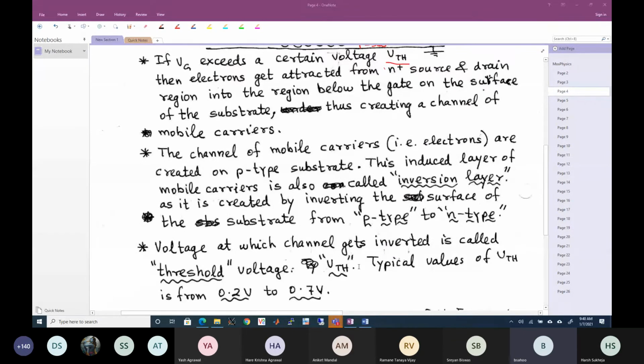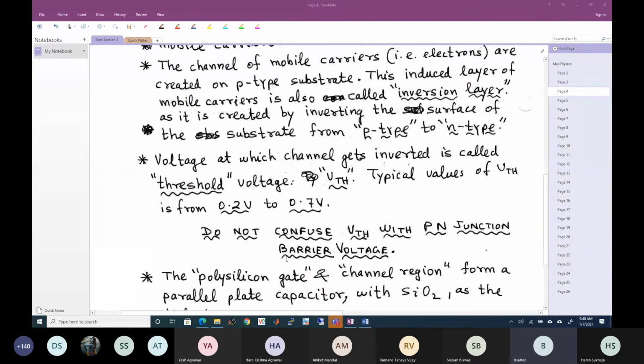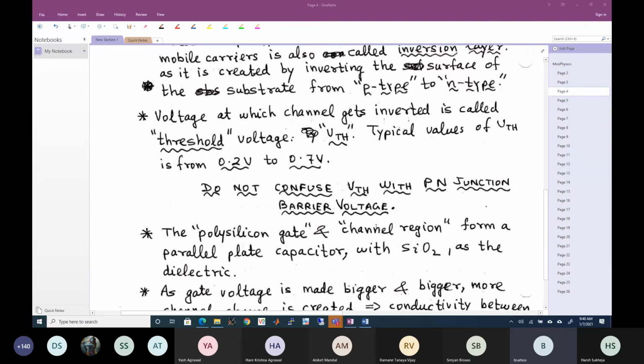The voltage at which the channel gets inverted is called the threshold voltage, VTH, and typical values of the threshold voltage vary from 0.2 volts to 0.7 volts. Now do not confuse the threshold voltage VTH with the PN junction barrier voltage. Of course, barrier voltage is the 0.7 volt that you need, or 0.4 volts in case of germanium, right? Diodes.